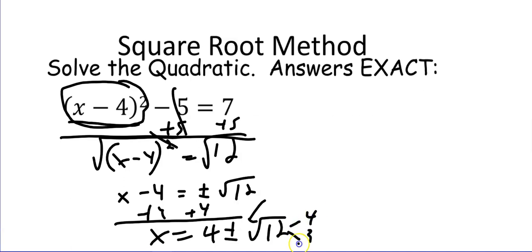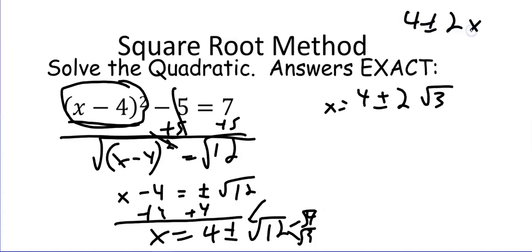This is 4 and 3. Again, radical numbers. So x equals 4 plus or minus the square root of 4, which is 2, and then radical 3. And remember, we do not combine the 4 and the 2. Okay? This is kind of like saying 4 plus or minus 2x.